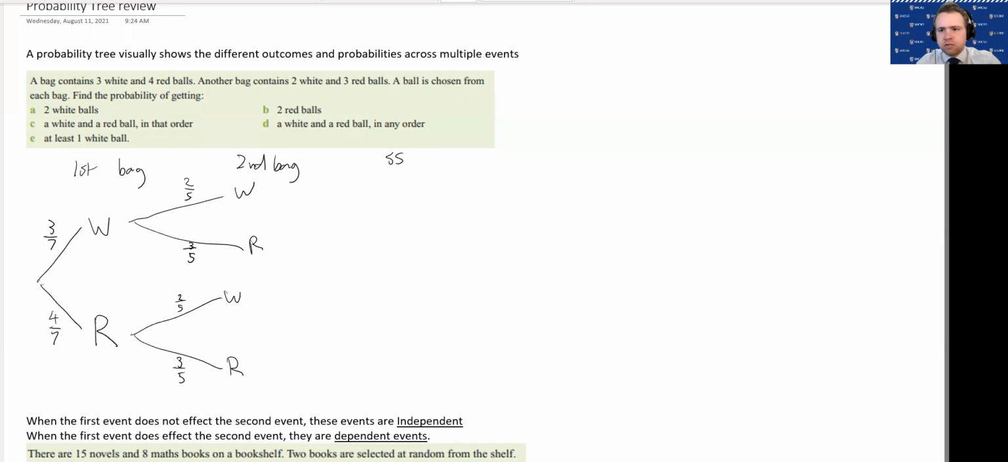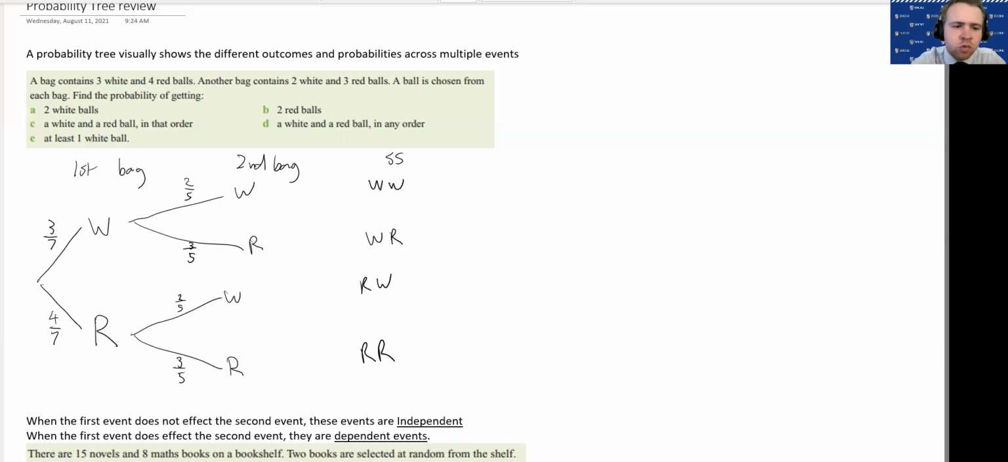So our sample space then is going to be, we could get a white and a white, we could get a white then a red, or we could get a red then a white, and then we could get a red then a red. Now, the probabilities of these different events: when you have 2 events happening one after the other, you multiply their probabilities to get the probability of them both happening. And so we have to follow the trajectory along the probability tree that gets us to the outcome that we're looking for.